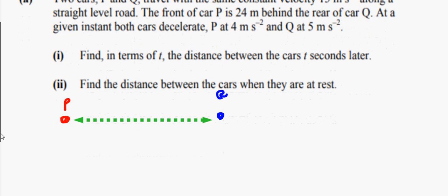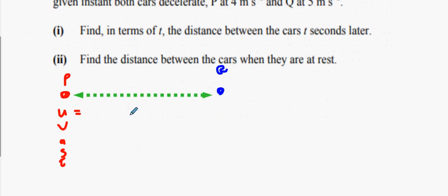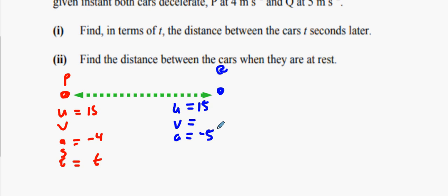So what's UVAST for P? It starts off at, what is it, 15 and... Oh, sorry, they both start off at 15. That's handy. A is -4. T, both times are the same because there's no time delay or anything like that. For Q, U equals 15, V equals that, A equals -5, and T equals T. Alright.